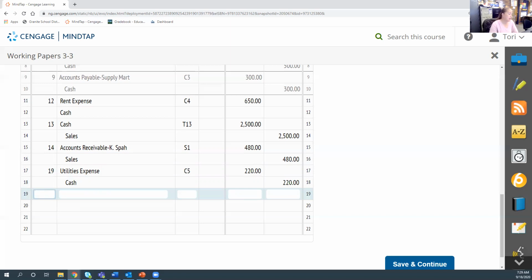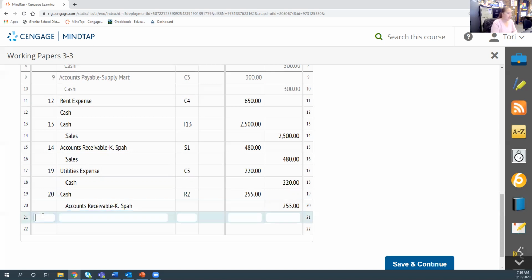Okay, the next one is we received cash on an account. So automatically on the 20th, I know that I received cash. So anytime you receive cash, it's going to go on that first line. So R2 for $255. And she paid down on her loan. There we go.